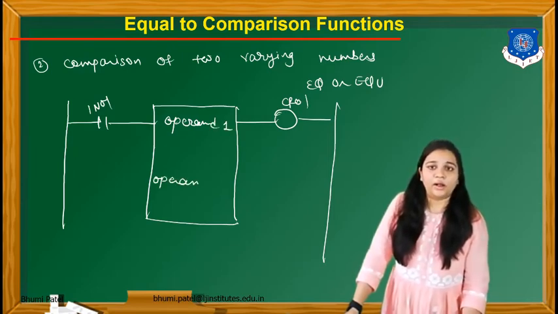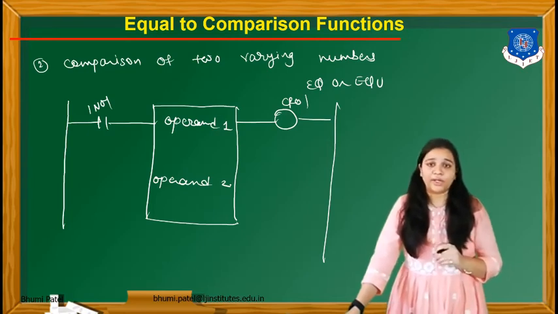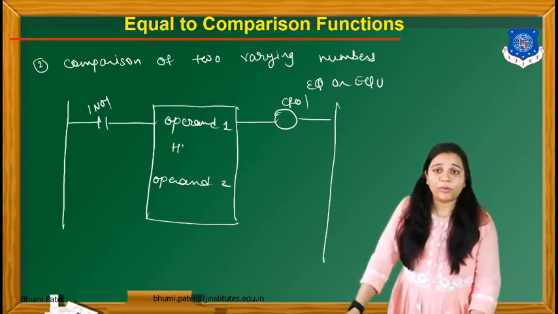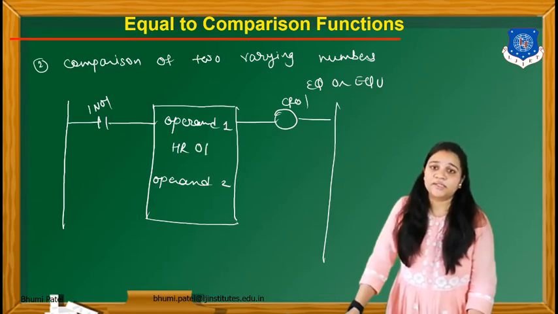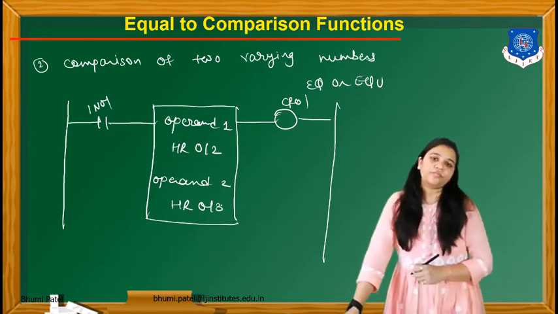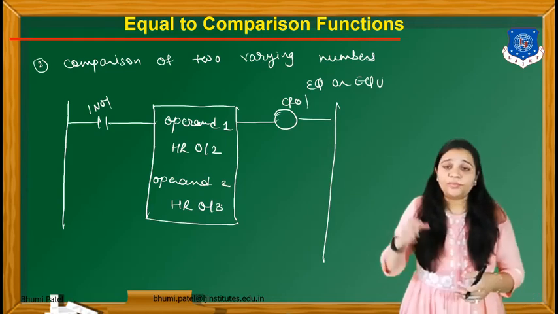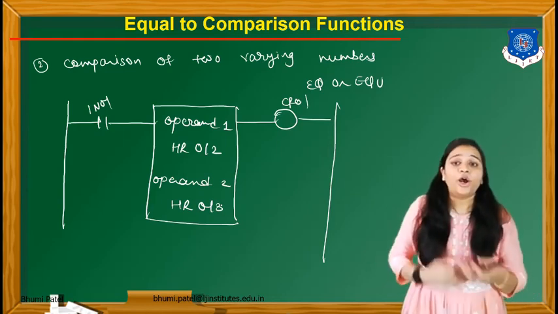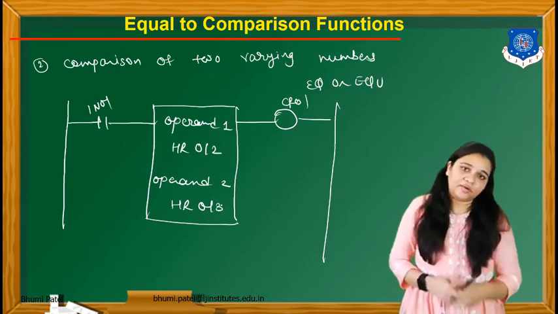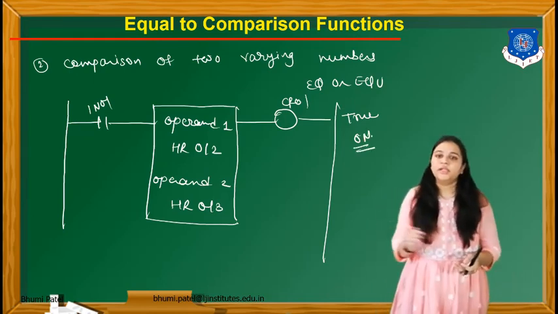Now you have to compare the two varying numbers. We don't know the value of operand 1 or operand 2. So for operand 1 we take, suppose, HR012, and for operand number 2, HR013. Then it continuously checks the values of holding registers 12 and 13. If both values are equal, the result is true and the output goes on. Otherwise my output will be continuously off during this program.